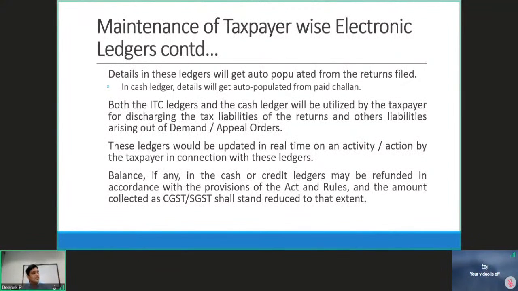Similarly, the electronic credit ledger. See, I said this is a tongue twister, so I also twist my tongue sometimes. So for the electronic credit ledger also, if there is any balance, you can claim a refund of that, but it is subject to some conditions. These refund provisions you will learn in the finals, but you need to understand that there are some provisions like this in the law.